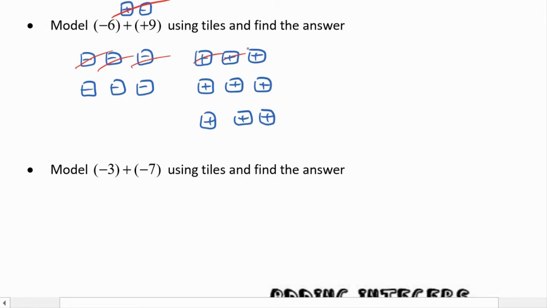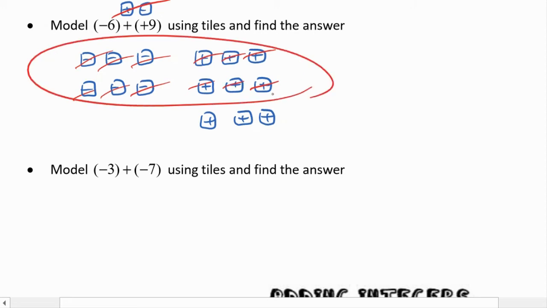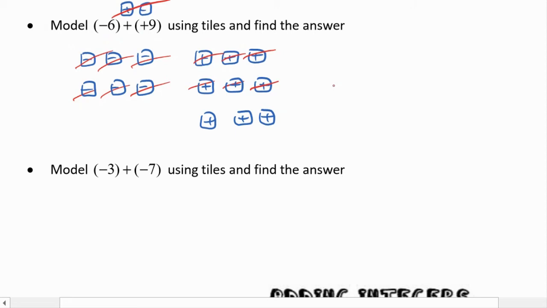One, 2, 3, 4, 5, 6. They cancel out because it becomes 0 pair. You have 6 pairs of 0 pairs, right? So they cancel out each other. And what's left over? 3 positive integer chips. So we're going to say the answer is positive 3. Okay, so remember everyone, when negative tiles and positive tiles are together, you have to cancel out because they form 0 pairs. Make sense?